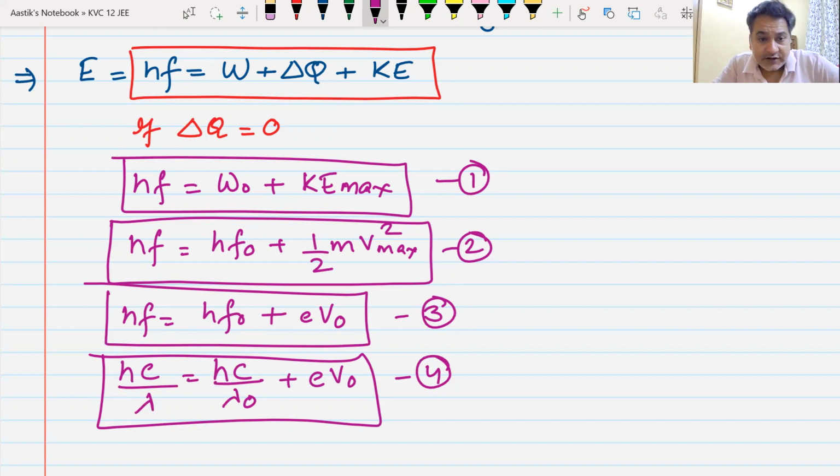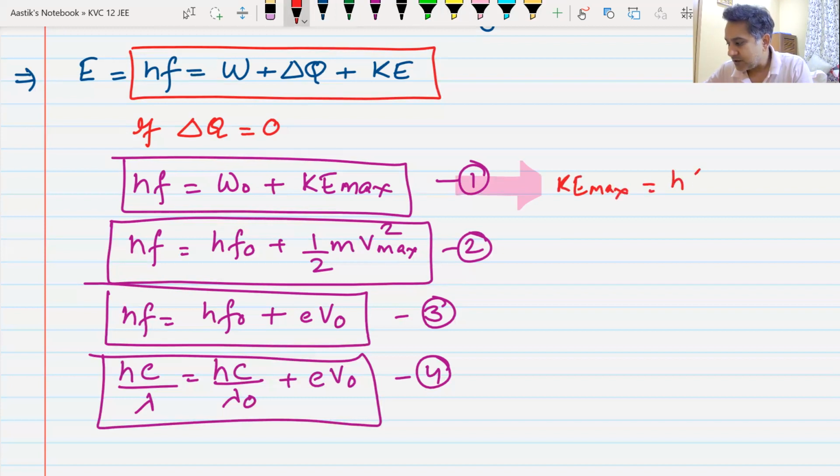Then from this, I can draw a graph between kinetic energy and the frequency. I can write this equation in this fashion: KE max will be equal to h into f minus the work function. Yes or no?